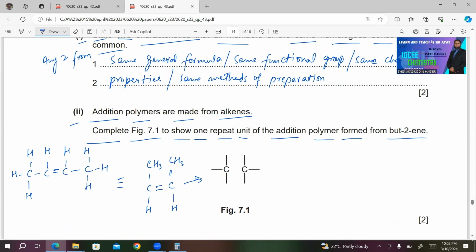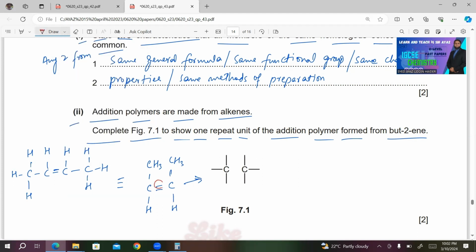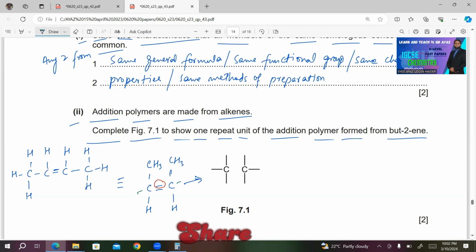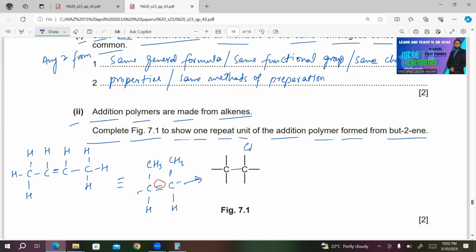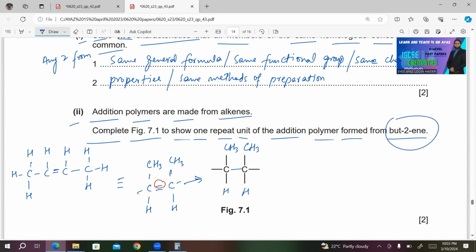Now, for the polymers, you simply have to remove this double bond and add two single bonds on the right and left hand side. This will become the repeat unit for butene. So for this we have CH3, CH3, H, H. So this will be the repeat unit obtained during the addition polymerization of butene.